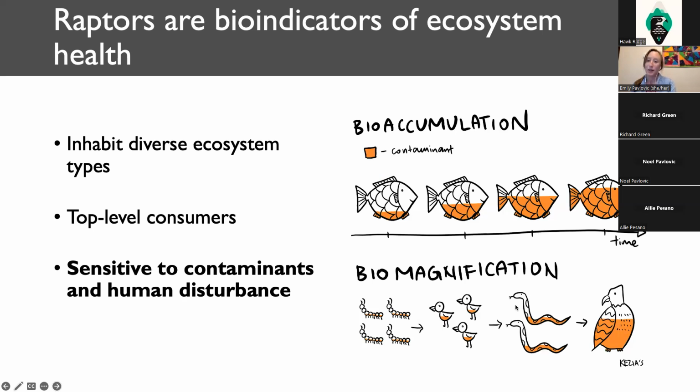And probably the most well-known example of this is the decline of eagles in response to DDT. It was long-term raptor monitoring that actually gave evidence to this decline and led to the eventual banning of DDT in the US. So this is pretty incredible, that raptors have this amazing potential to actually enact conservation of ecosystems as a whole, just by monitoring them.